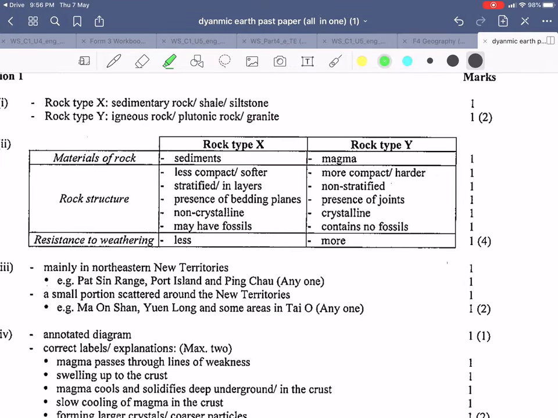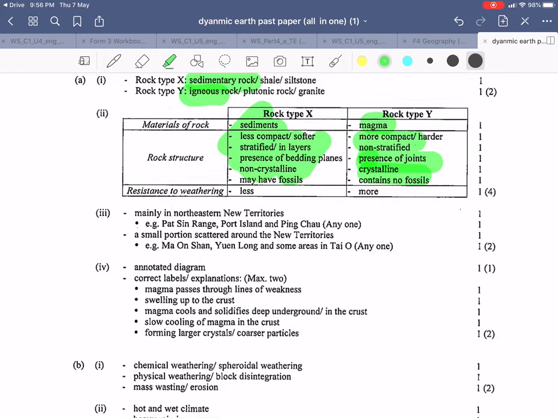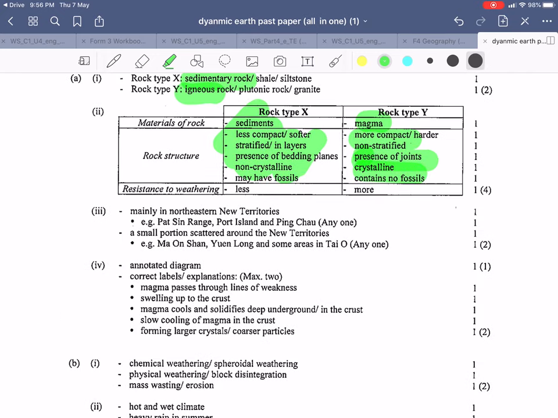Sedimentary rock will have this kind of characteristic, as I have asked you in the mock exam already. And then igneous rock, magma, more compact, less stratified, and this one you have to have a look at. You have to bear in mind, at least in your mind, there are 5 or 6 characteristics in order to deal with this kind of question.